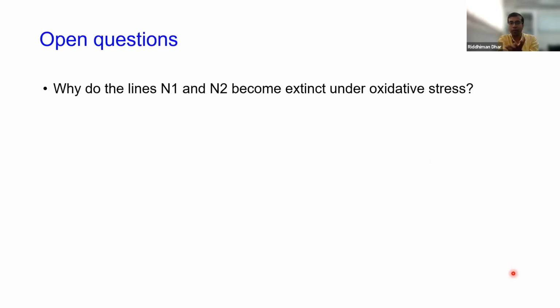There are still several open questions. The first question is, of course, why do the N1 and N2 lines become extinct under oxidative stress? We think that this is because of the mitochondrial mutation, in the N2 line at least, and in the N1 line maybe there are some other mutations involved. For example, in the N1 line we see a mutation in a gene involved in DNA damage response, and that would be a possible reason behind the extinction events. But this is speculation, and we have not tested that yet.